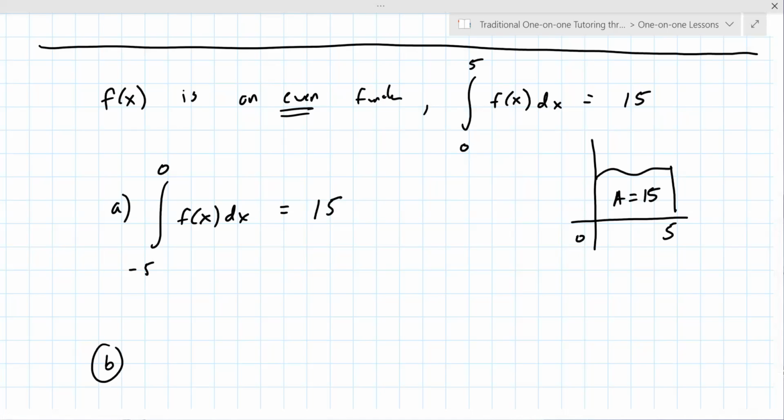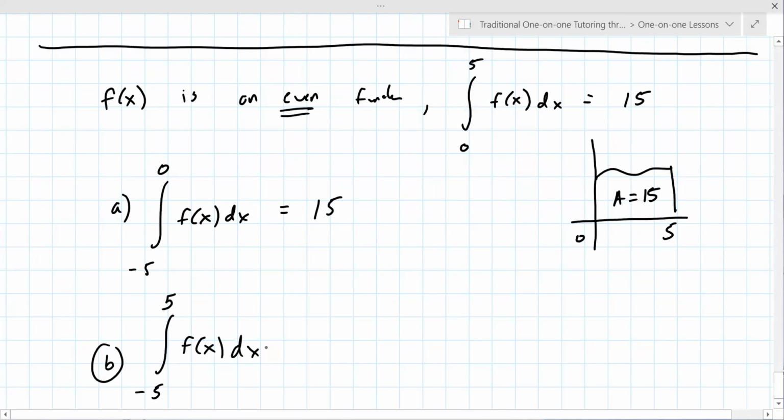So then the next question that they could ask, and sometimes they would not even ask A, they would just go right to B. They want to know the total area from -5 to 5. And you're supposed to know that it's double, so 30.